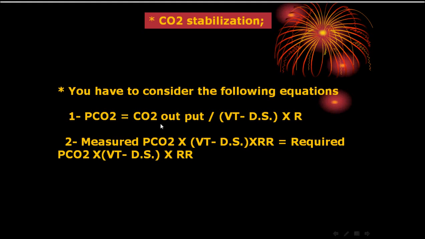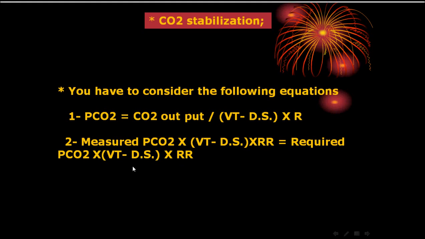So I want to adjust this carbon dioxide. This carbon dioxide might be 50, and I want to come back to 40. Or this carbon dioxide has been washed out to 25, and I want to go to 35. So this is the target point, or the required value.